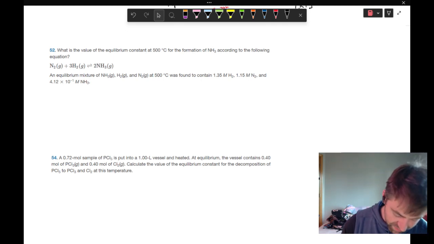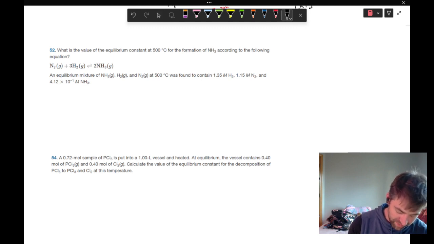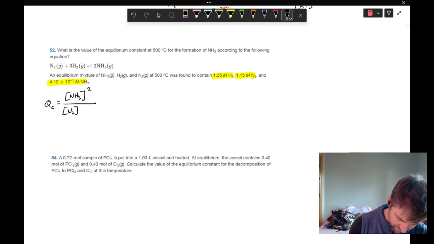What is the value of the equilibrium constant at 500 degrees Celsius for the formation of NH3 according to the following equation? Nitrogen gas plus hydrogen gas in equilibrium with 2 NH3. We're given an equilibrium mixture of NH3, hydrogen, and nitrogen at 500 Celsius was found to contain 1.35 molar of hydrogen, 1.15 molar of nitrogen, and 4.12 times 10 to the negative 1 molar of NH3. Same thing we've been doing, just information presented a little bit different way. Products over reactants. This should look pretty familiar.